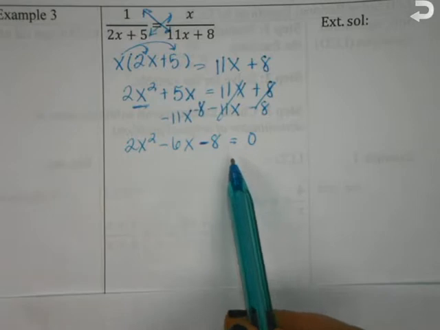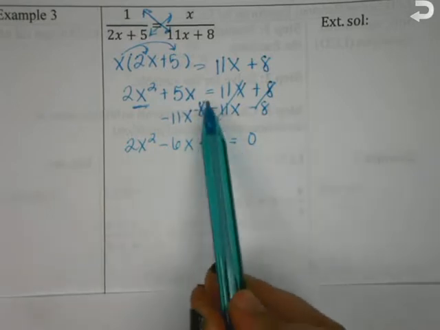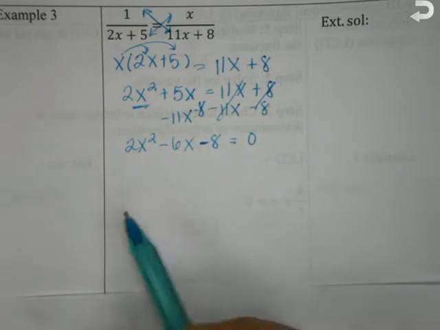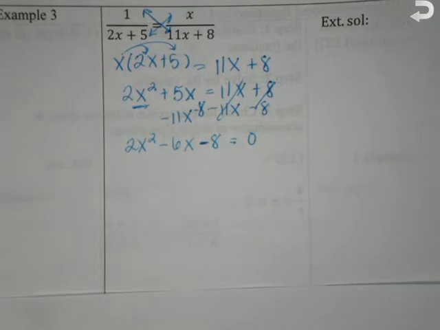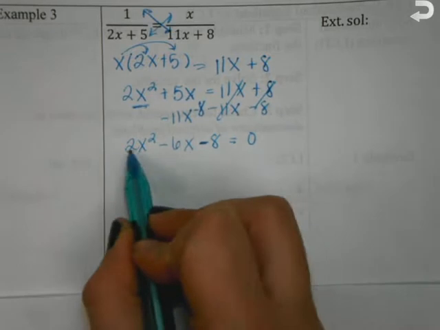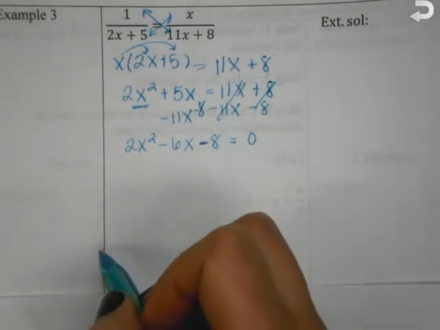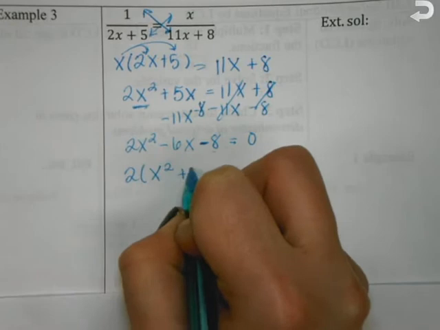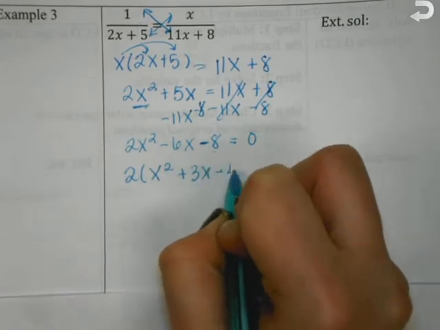So then we want to factor this in order to solve. What method would you use to factor this? Remember, you can't go straight into bottoms up. What do you have to check for first? A GCF. 2, 6, and 8. Is there a GCF in there? Yes, so factor out that 2. That's going to give me x squared minus 3x minus 4 equals 0.